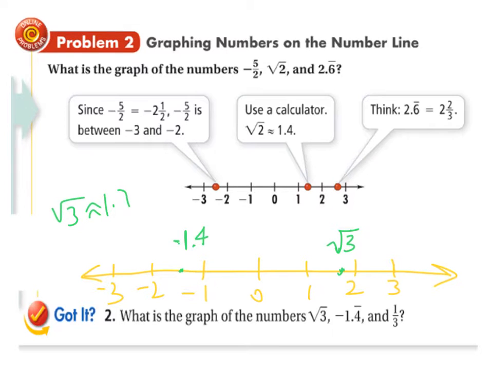And then 1/3. So 1/3, again, just trying to put that between 0 and 1 in the appropriate place to get 1/3.